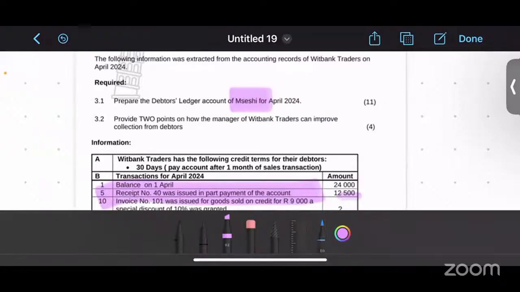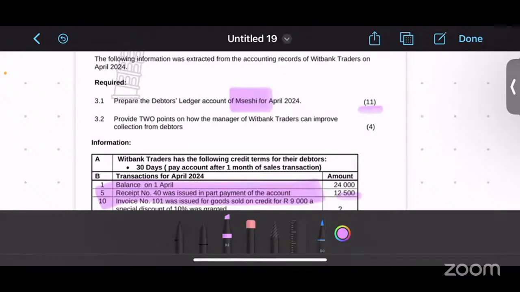Ma'am, isn't it an asset? Then we debit it, we debit it when it's increasing. And when is it increasing? When we are selling on credit or when a customer is paying? When we're selling on credit. Perfect. So this is a receivables account.